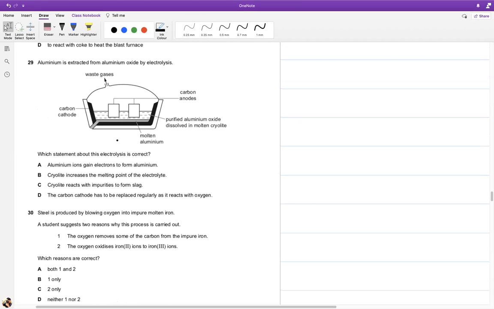Aluminium is extracted from aluminum oxide by electrolysis. इसको याद रखना है, इसमें क्या होता था, इसमें हमारे पास मल्टीपल एनोड्स होते थे कार्बन के जो बर्न कर जाते थे बिकॉज ऑक्सीजन आता था, and then we have molten aluminium which is going to go off. We will need to replace anodes. We also add cryolite because we want to reduce the melting point of this thing. So which statement about this electrolysis is correct?